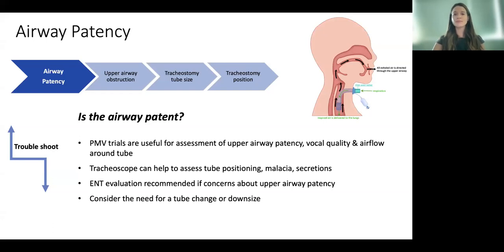If there are concerns around patency, evidence has shown that ENT evaluation to guide our decision-making is critical. Other considerations should be around the tracheostomy tube size. For example, the presence of a size 9 tube in a small lady or a small patient, or the positioning or the angle of a tracheostomy tube.